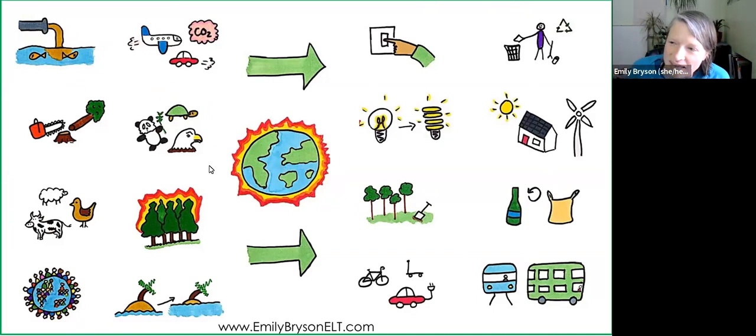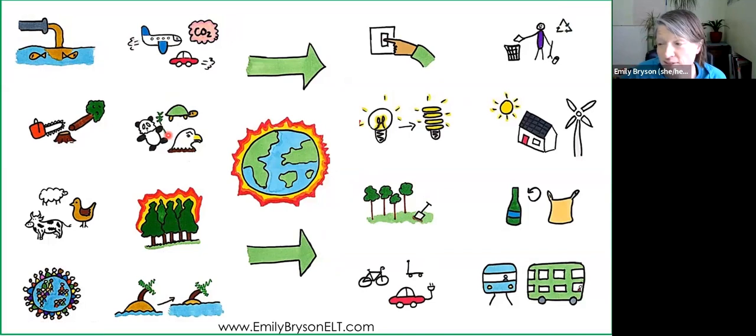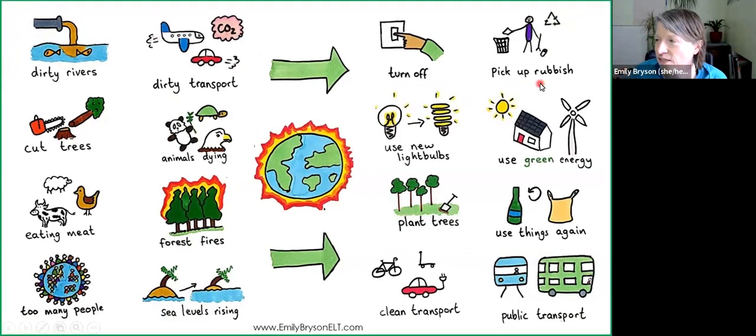But yeah, so problems and solutions. And then in class, I get students to use their own words. How would they describe this? And actually, although here, for example, it says too many people, the world doesn't really have a problem with too many people. It's the usage that each person has.